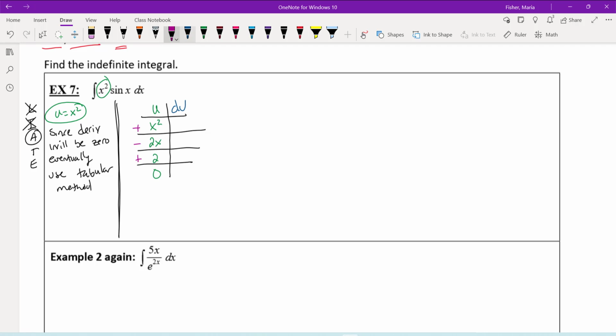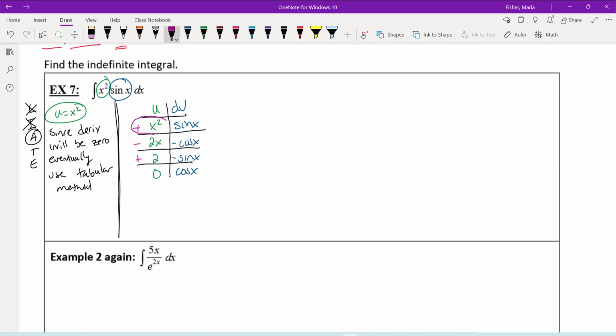Then we write the other term in the dv location. You don't need to write the dx part. And then you integrate that term until you get to the same row as 0. The integral of the sine is negative cosine. The integral of the negative cosine is negative sine. The integral of the negative sine is positive cosine, and then you stop because you got to the row with the 0. Now the answer is always going to be the product of this diagonal.